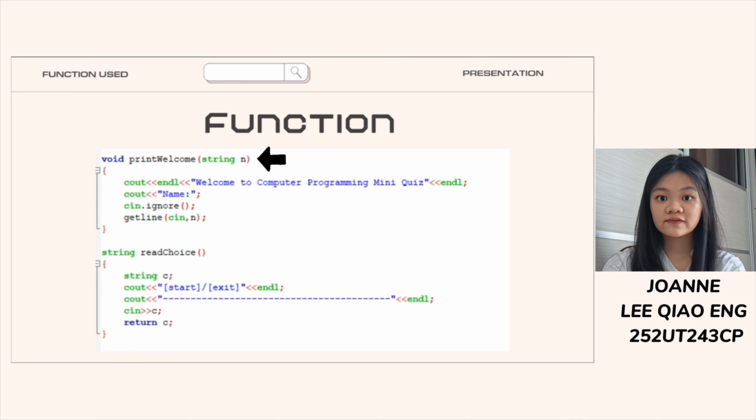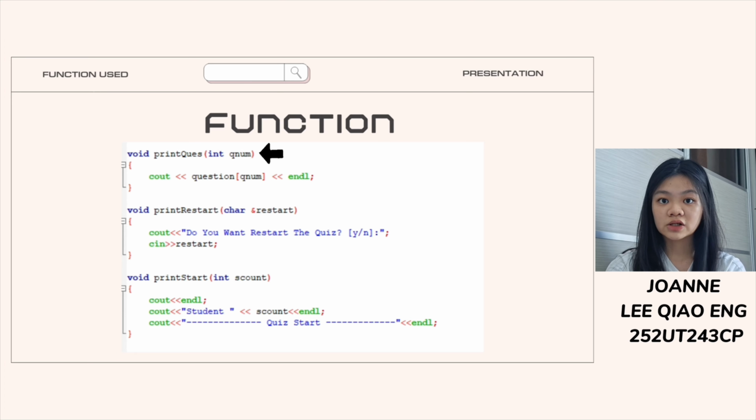The print welcome function is used to display the welcome message when the program starts. And the read choice function is responsible for reading the user choice, such as starting or exiting the quiz, and it helps to control the program flow.